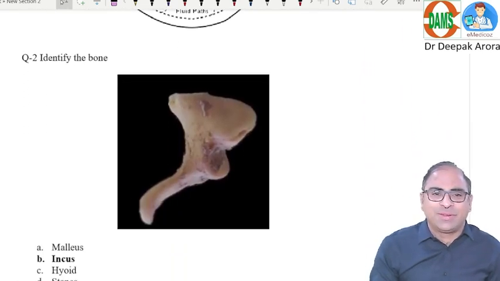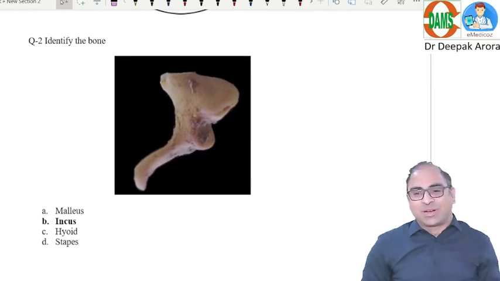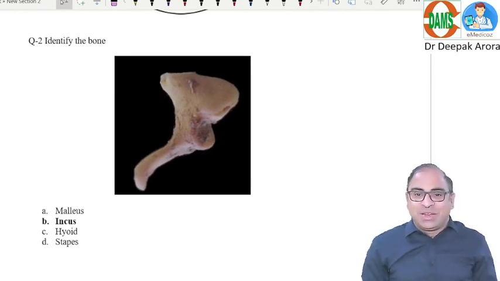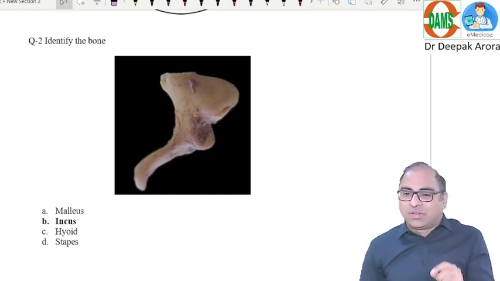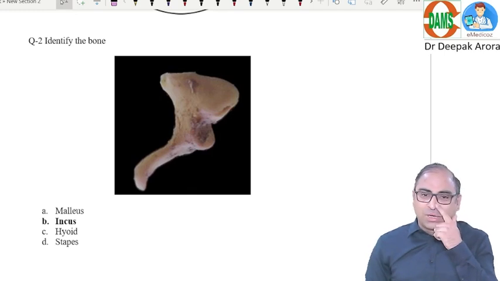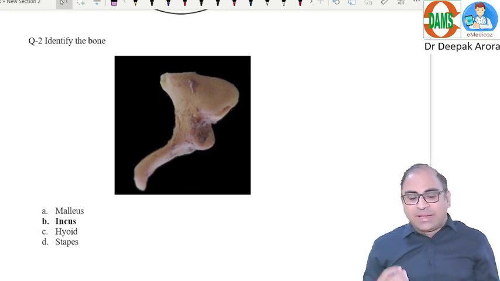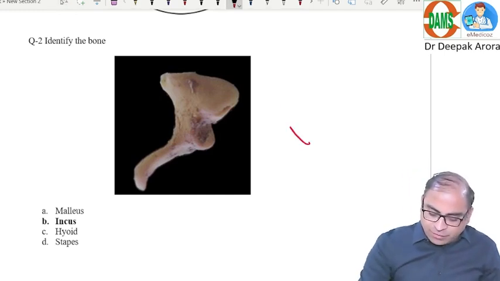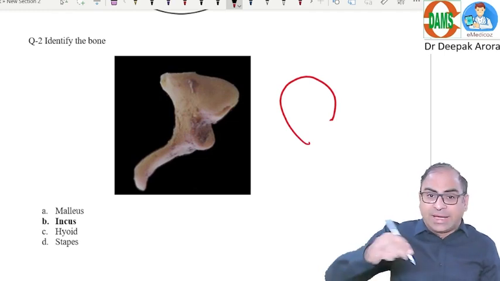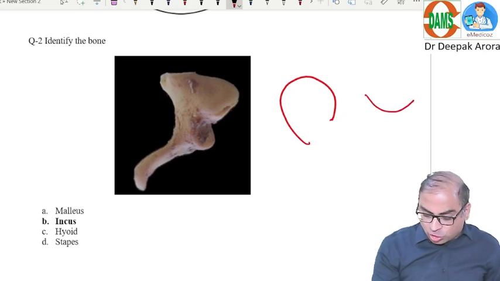Coming to the next one, a very favorite question of mine in ENT: identify the part. Many students were confused and I got many inbox messages, sir, at the last moment I jumped on the malleus, and it became a big controversy among students. But just remember with a simple concept. In the anatomy of the middle ear, we have drawn such a nice, beautiful image of the malleus where we have drawn the head of the malleus. Am I understandable? And when we draw the incus, we draw the short process of the incus.